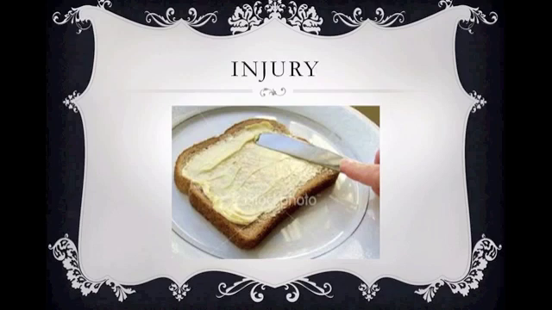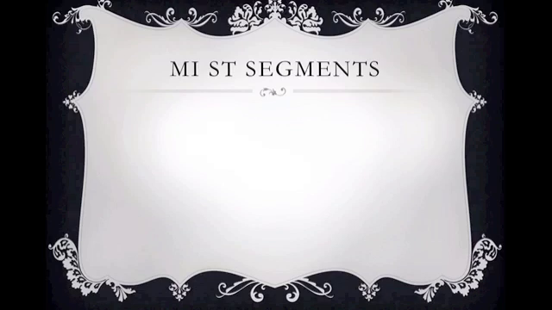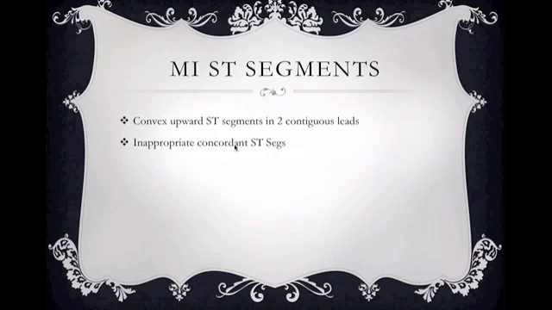So, going into injury, this is our bread and butter as paramedics, diagnosing heart attacks, right? Again, we're not going over 12 lead MI recognition. What we are going over, and the purpose of this podcast, is to go over the causes of ST segment elevation and how to guide us into distinguishing between them. All right. So, with ST segments, we're looking for that convex upward ST segment in 2 contiguous leads. We're looking for inappropriate concordant ST segs. That's the cool way to say segment, by the way. We're looking for hyperacute T waves.